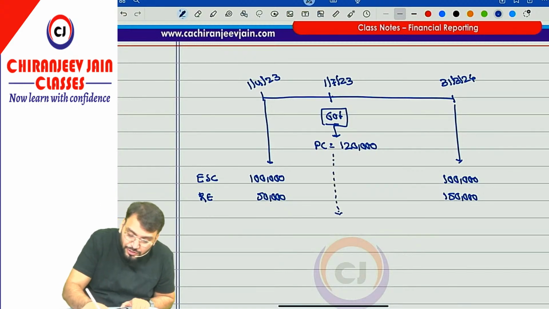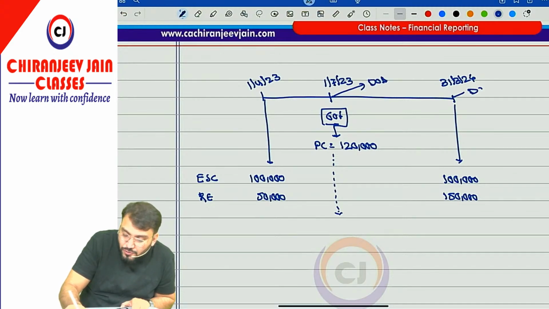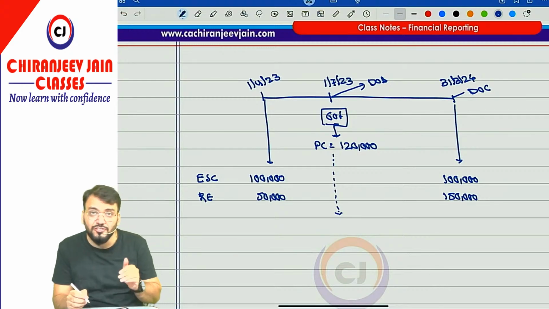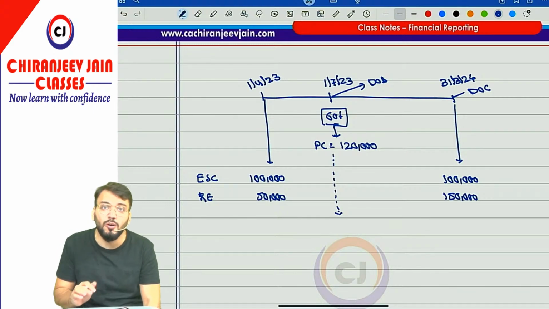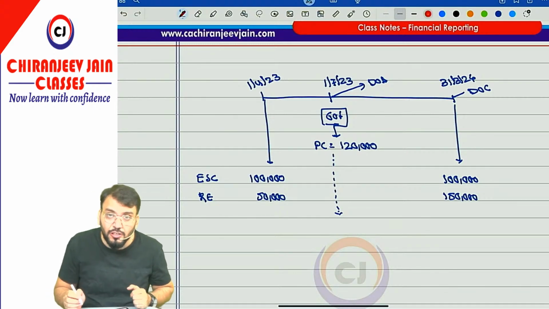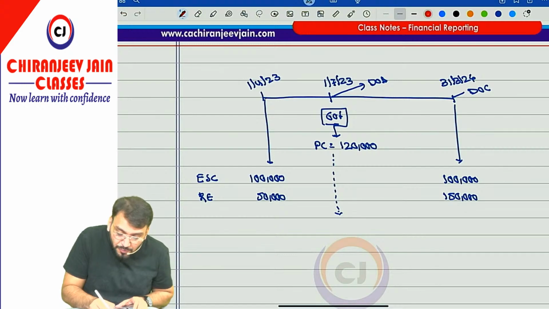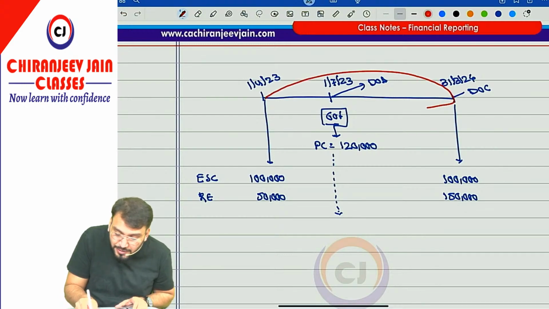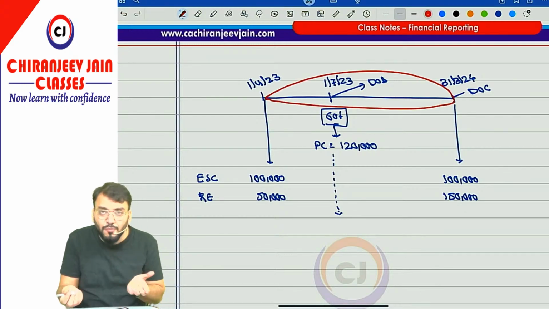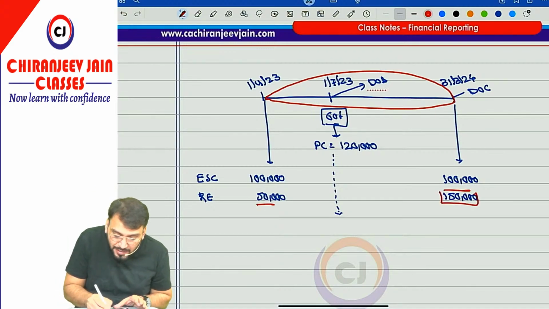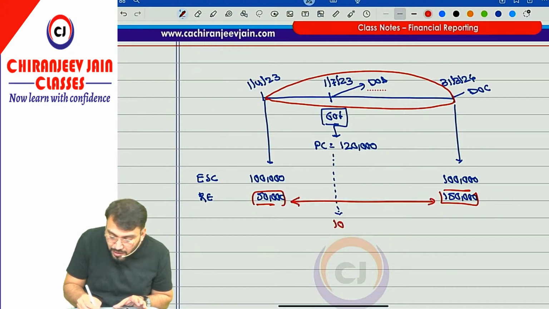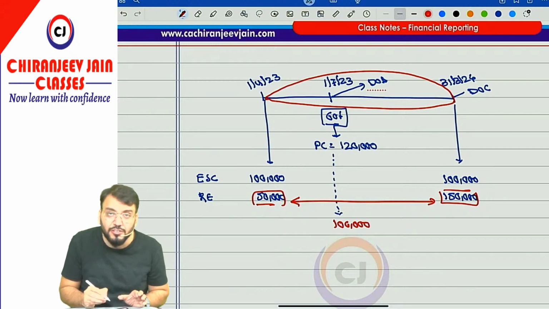Understood? But can I say we need to find out net asset on the date of acquisition? This becomes the date of acquisition, and this is the date of consolidation. Now here you can see the information about equity share capital and reserve and surplus is given at the beginning of the year, not on the date of acquisition. So we'll first find out the profit earned during this period. Closing balance minus opening balance, the profit earned becomes 1 lakh.